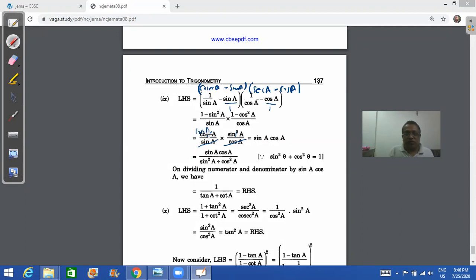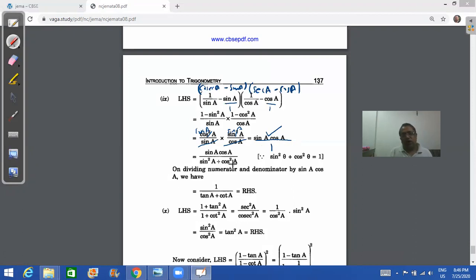Only 1 cos A is left, because what is the meaning of cos square A? Cos A into cos A. So when I am cancelling this cos A, 1 cos A will be left here. Similarly, sin A cancels, so 1 sin A is going to be left here. So finally we get sin A upon cos A, right? So this is the LHS that we are having at the moment. But we need to get it equal to 1 upon (tan A plus cot A). So what we can do is that the denominator of sin A cos A is 1, so instead of that, I am writing here sin square plus cos square.